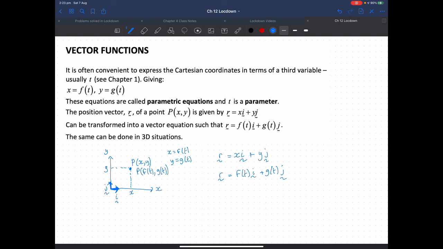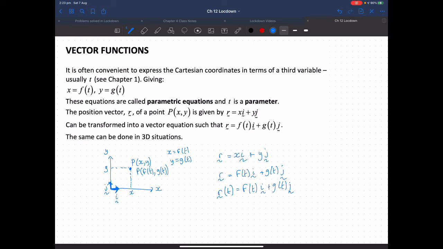Now, it is often very common to now write that position vector itself as a function of time. So I'm just changing the notation so you're familiar with different types of notation.